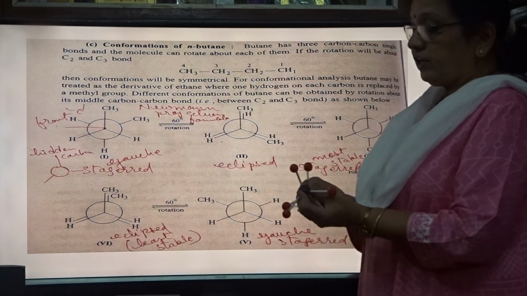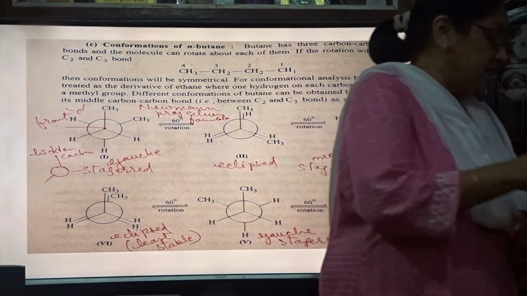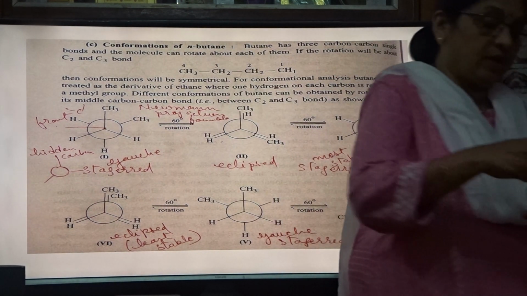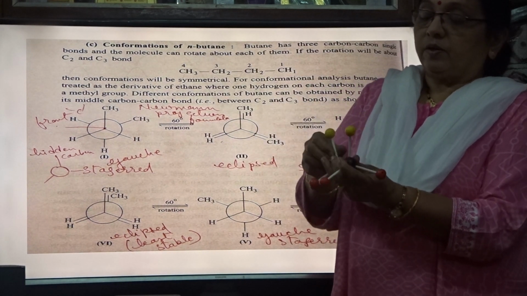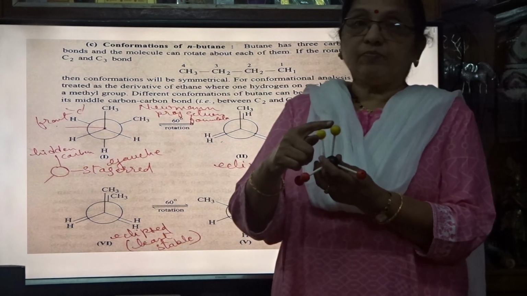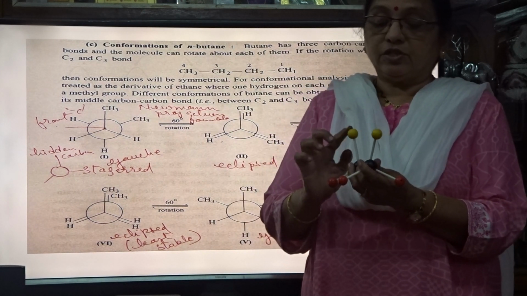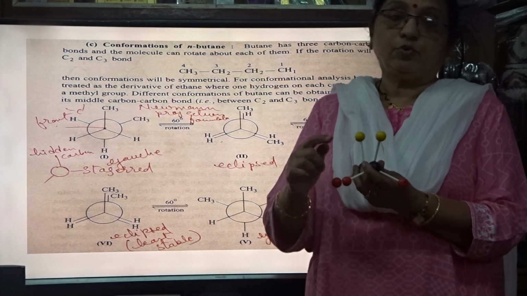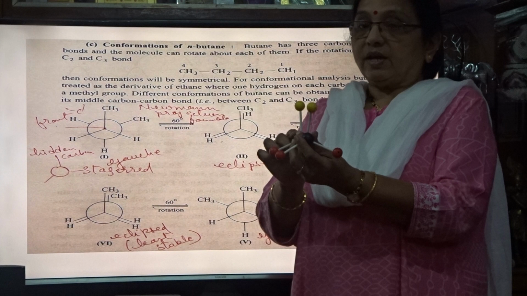Next, conformation of n-butane. In place of hydrogen, if you replace it with another CH3, these yellow ones are CH3, CH2, CH3, CH2. This is butane: CH3, CH2, CH2, CH3. This is the eclipsed conformation.